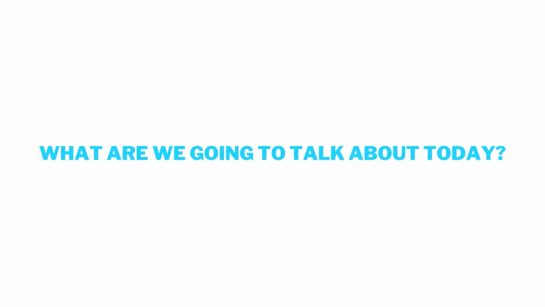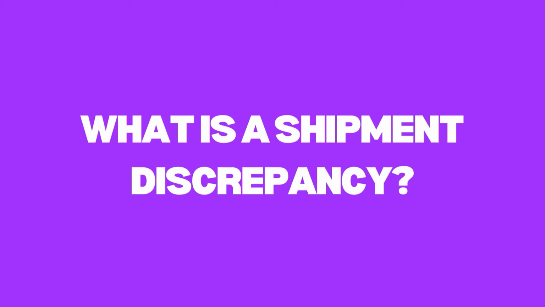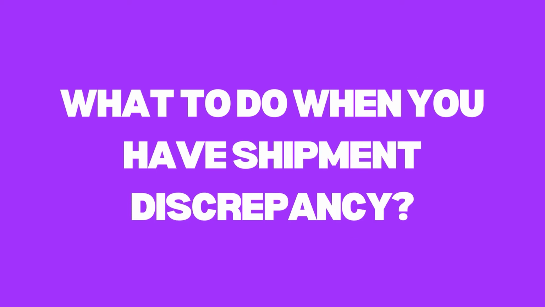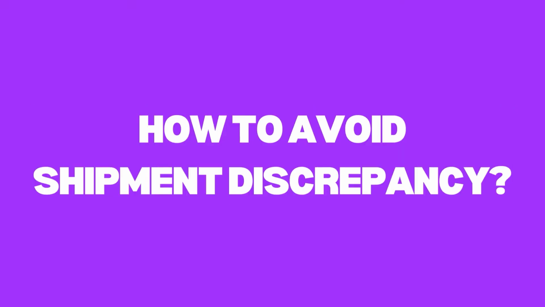What are we going to talk about today? Well, first things first, number 1, I'm going to talk about what is an Amazon shipment discrepancy. Number 2, how to check if you have an Amazon shipment discrepancy. We'll do that on a live screen share. Number 3, what to do when you actually have a shipment discrepancy, and I'll give you an example from my own case. And number 4, how to avoid shipment discrepancies in the future.